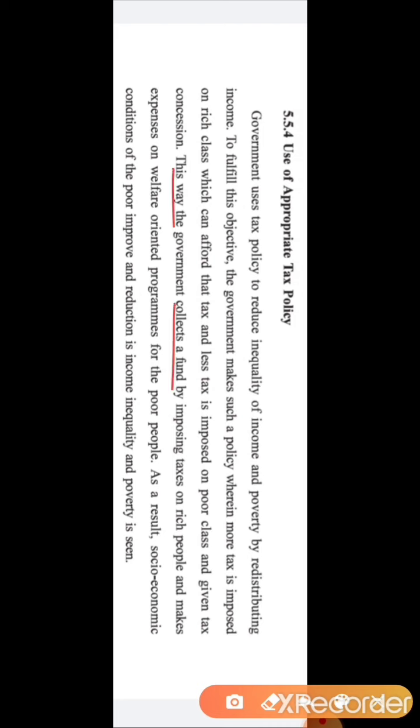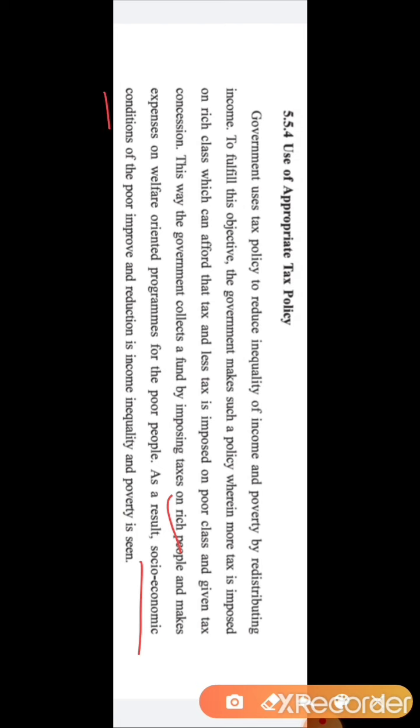This way the government collects a fund by imposing tax on rich people and makes expenses on welfare oriented programs for the poor people. So here it is said that by this way the government will get the money from the rich people and the same money will be used for the welfare of the poor people. As a result, the socio-economic condition of the poor people will improve and there will be a reduction in income inequality and poverty. So here it is said that the result of this will be a change in the socio-economic condition of the poor, and there will be what?